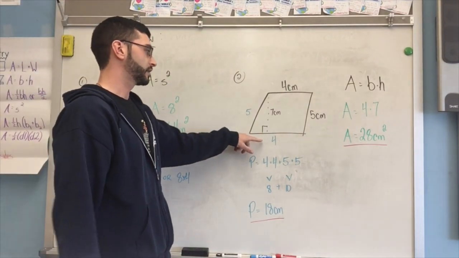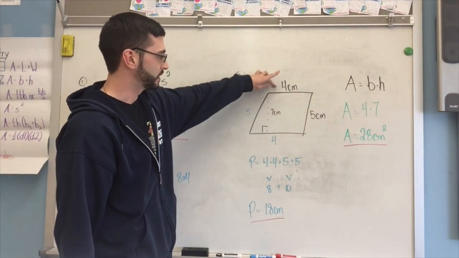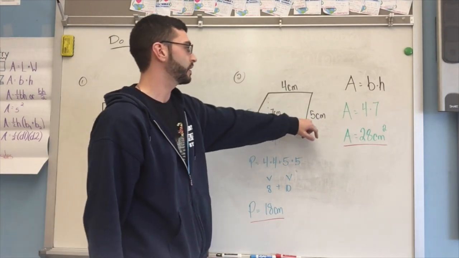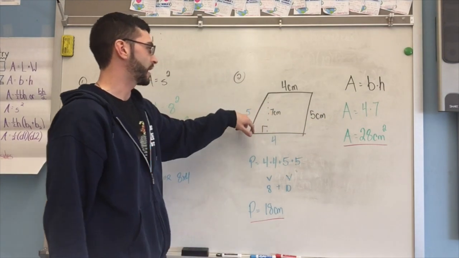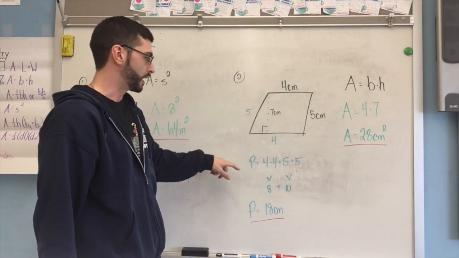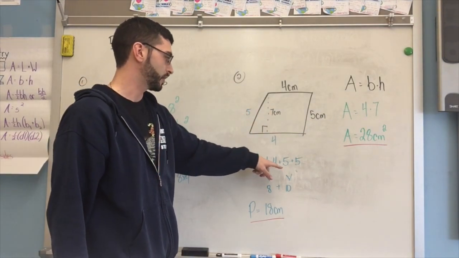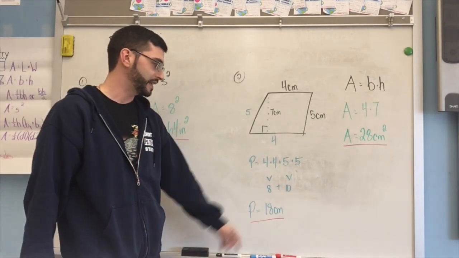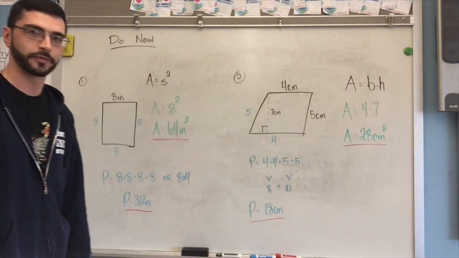But we also had to solve for perimeter as well. If these are opposites, which they are, this length is 4. Same with here. 5 centimeters here, its opposite will also be 5. We add them all up, 4 plus 4 plus 5 plus 5 gives us 8 plus 10, for a total of 18 centimeters for our perimeter.